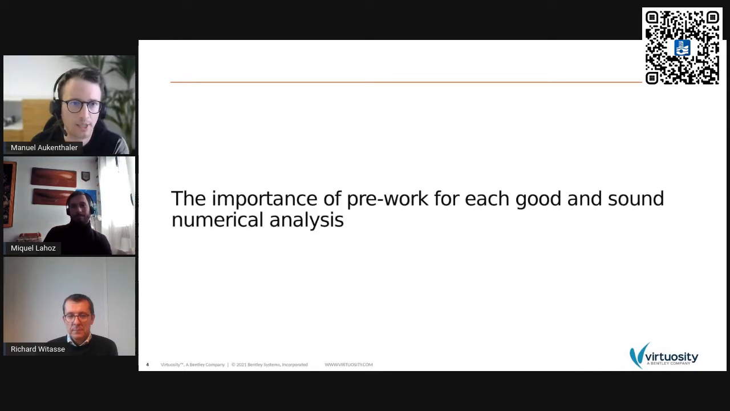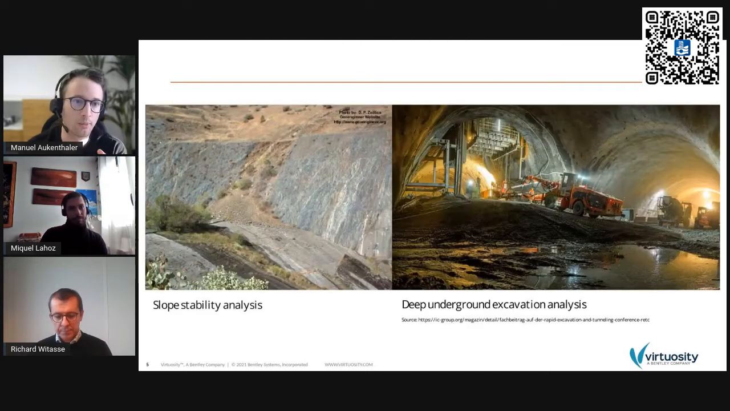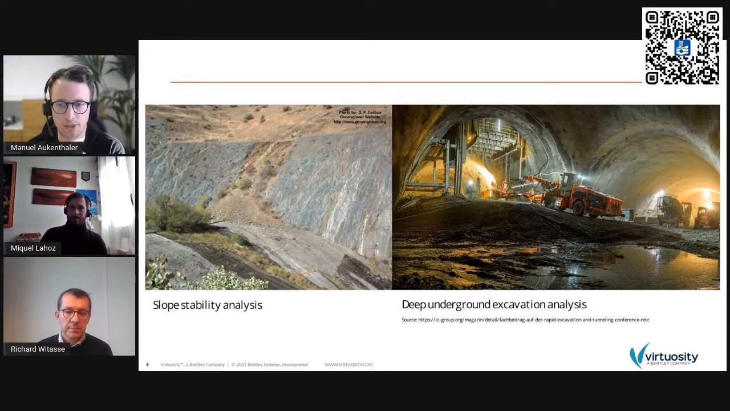But let's take these poll results as a starting point. We can see that most geotechnical engineers working with rock do have to perform slope stability analysis or do have to analyze deep underground excavations. And before such an analysis should be performed, a lot of pre-work is necessary, and this pre-work is super important for each good and sound numerical analysis. Maybe Michael again, what does a geotechnical engineer have to consider before even thinking of performing a numerical analysis of such applications? What do you personally see as the main challenges?